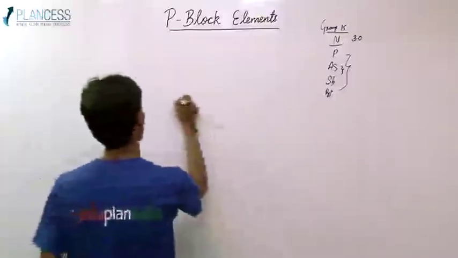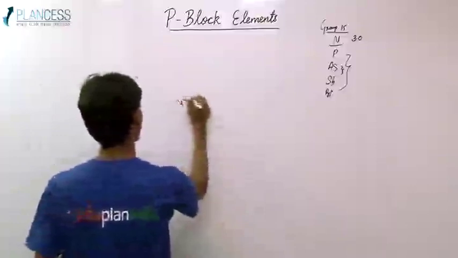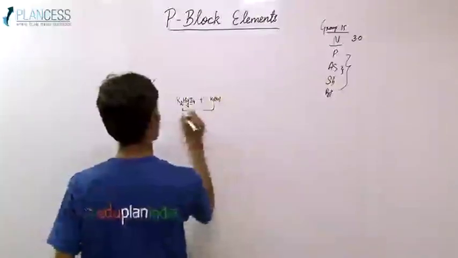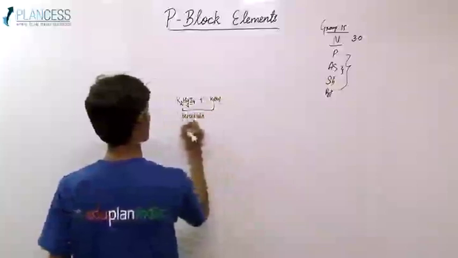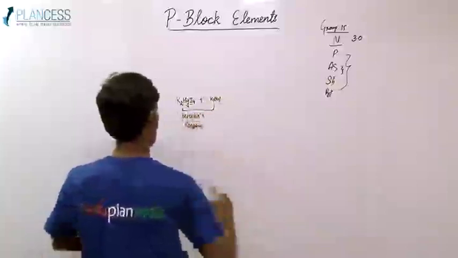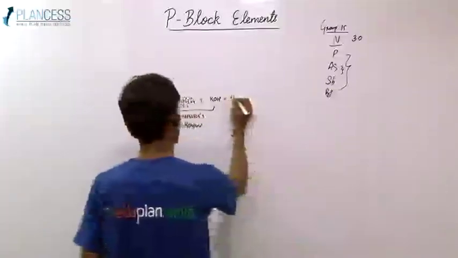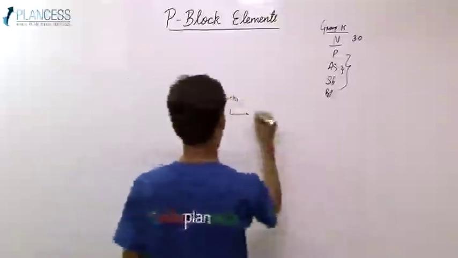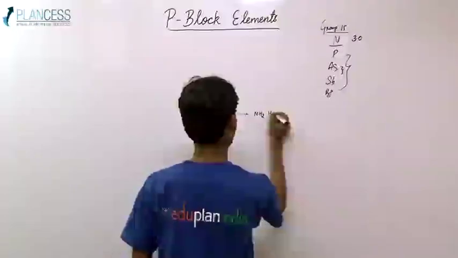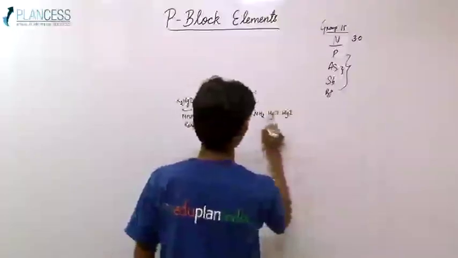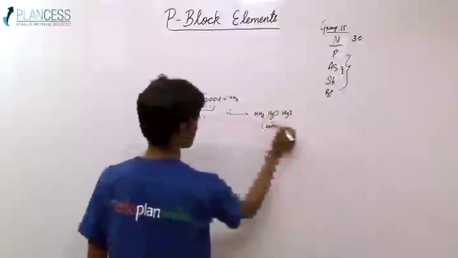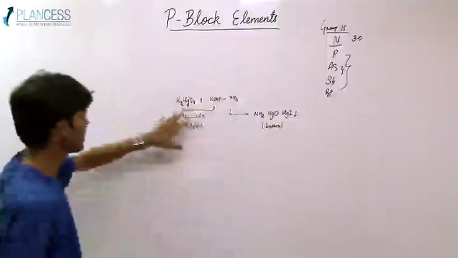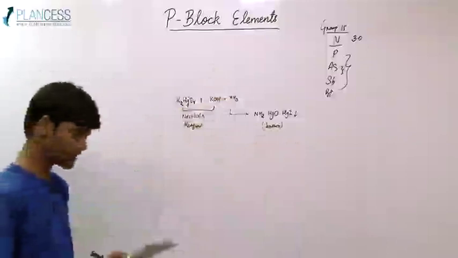The reaction for this would be K2HgI4 plus KOH. This is combinedly called Nessler's reagent. When this is combined with NH3, it forms NH2HgO HgI. So it is a complex compound. A brown ring or brown color is formed. This is the test for NH3 gas, and this is the Nessler's reagent. So this is the test for NH3 gas.